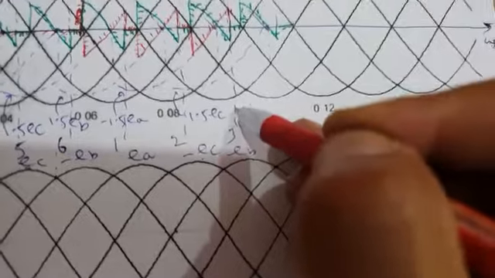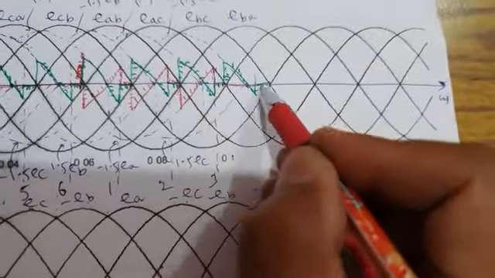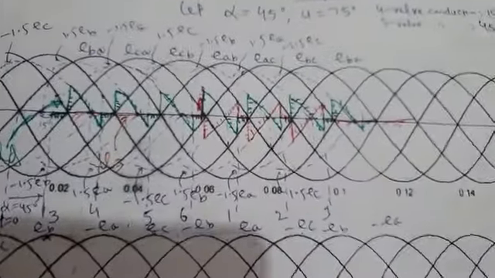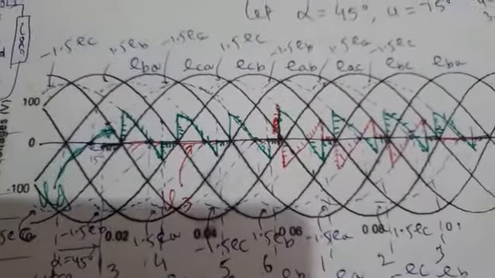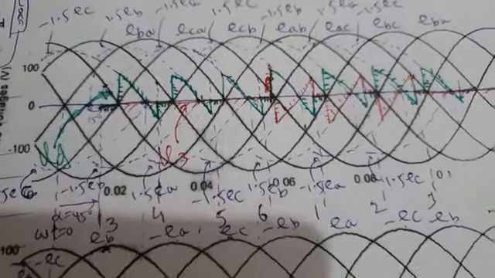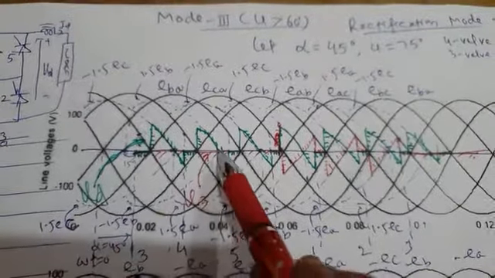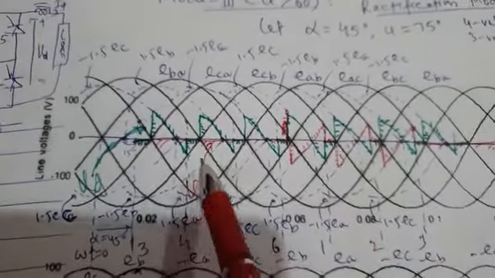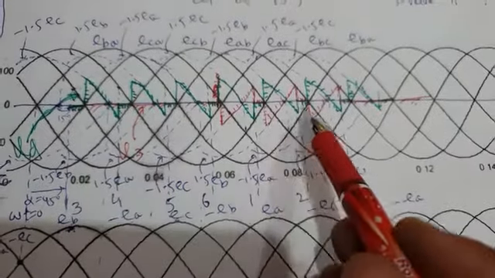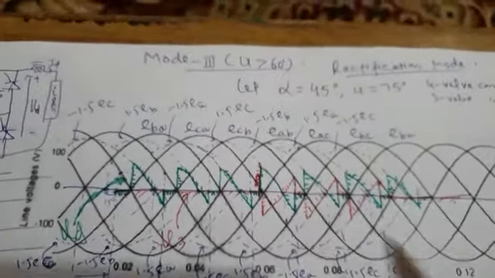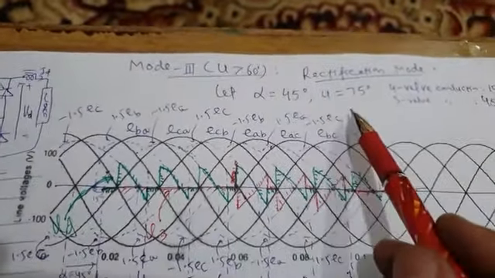And then valve 3 is fired here again, and for 7 intervals, valve 3 voltage is again 0. So this is your valve voltage. I hope it's clear. This green waveform is the load voltage waveform, and this red is the voltage across valve 3, the valve voltage waveform, for rectification mode of operation, assuming alpha 45 degrees and mu 75 degrees.